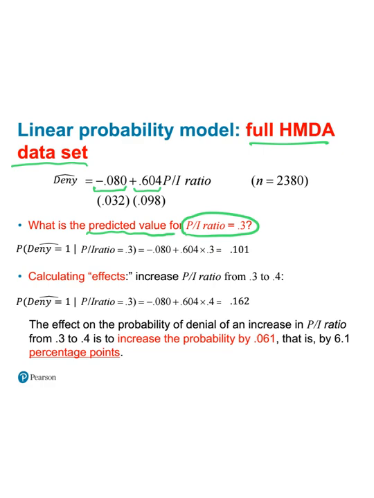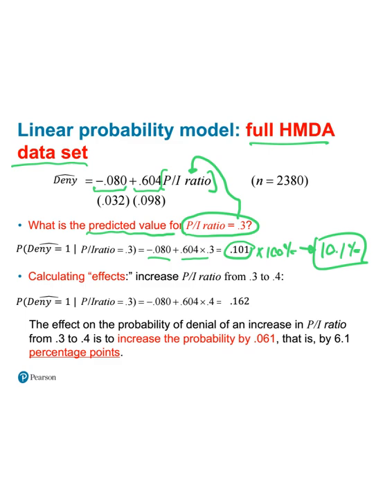All right, so I'm going to plug in the 0.3 equal to the PI ratio. So we have negative 0.08 plus 0.604 times 0.3, and that gives me 0.101. Now, what this says to me is if your PI ratio happens to be 0.3, then this means you have a 10.1% chance of your application being denied. So you can multiply this by 100% to convert that decimal to a percentage. We have 10.1 percentage points.